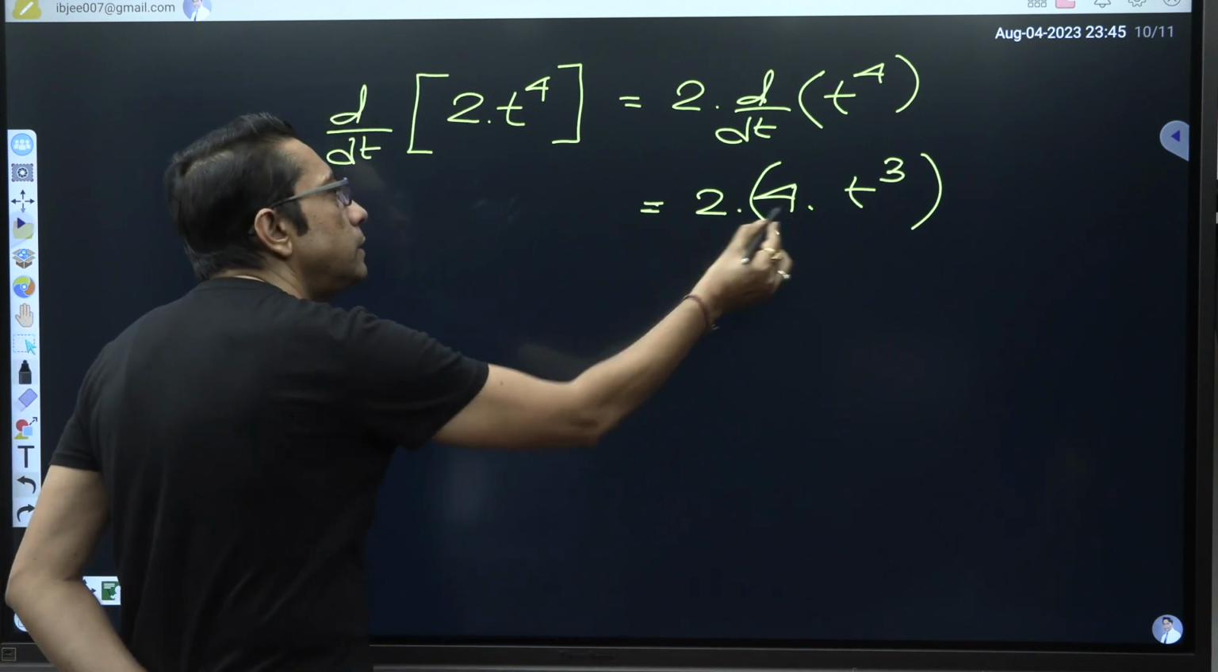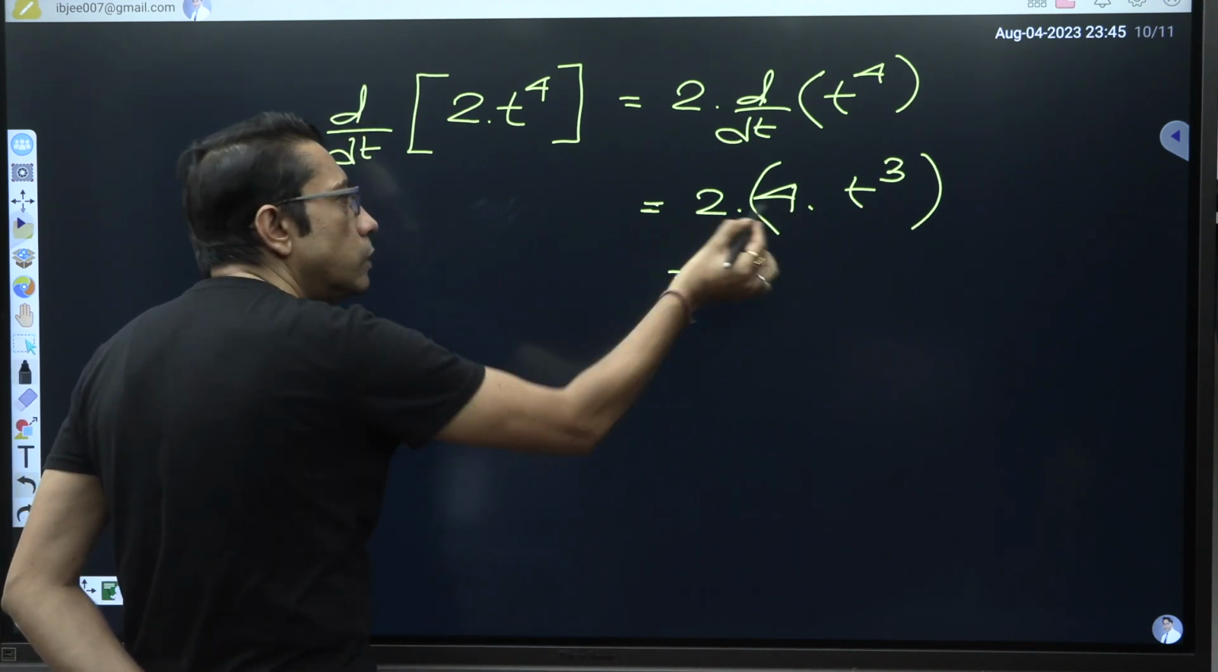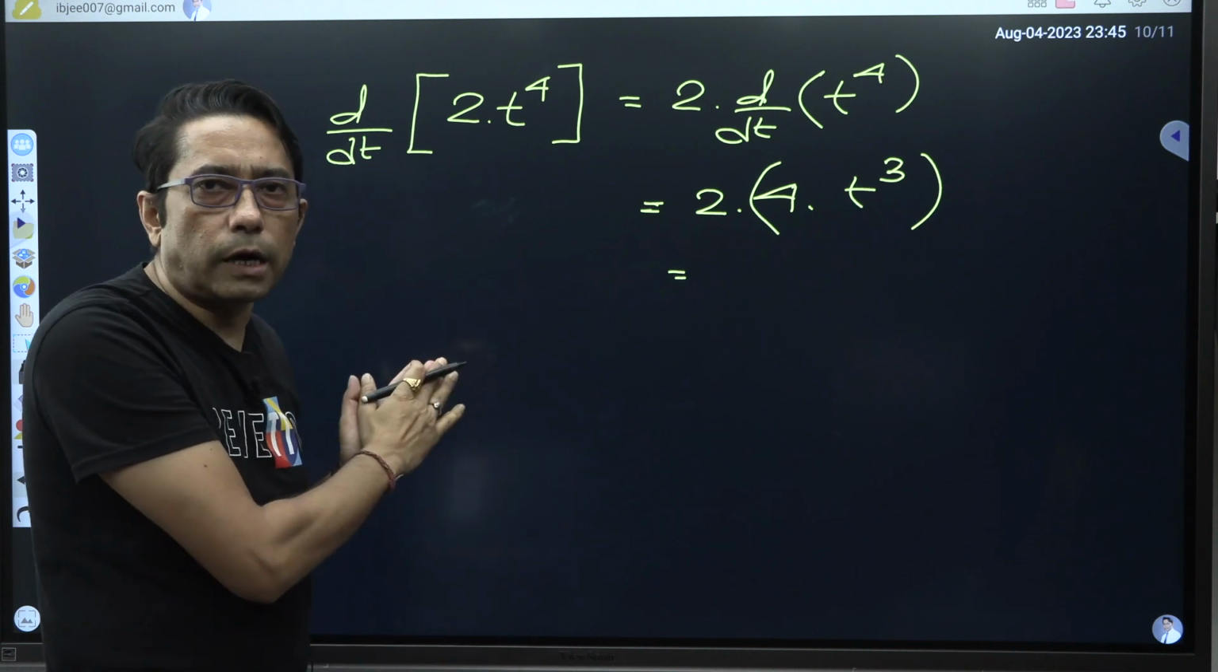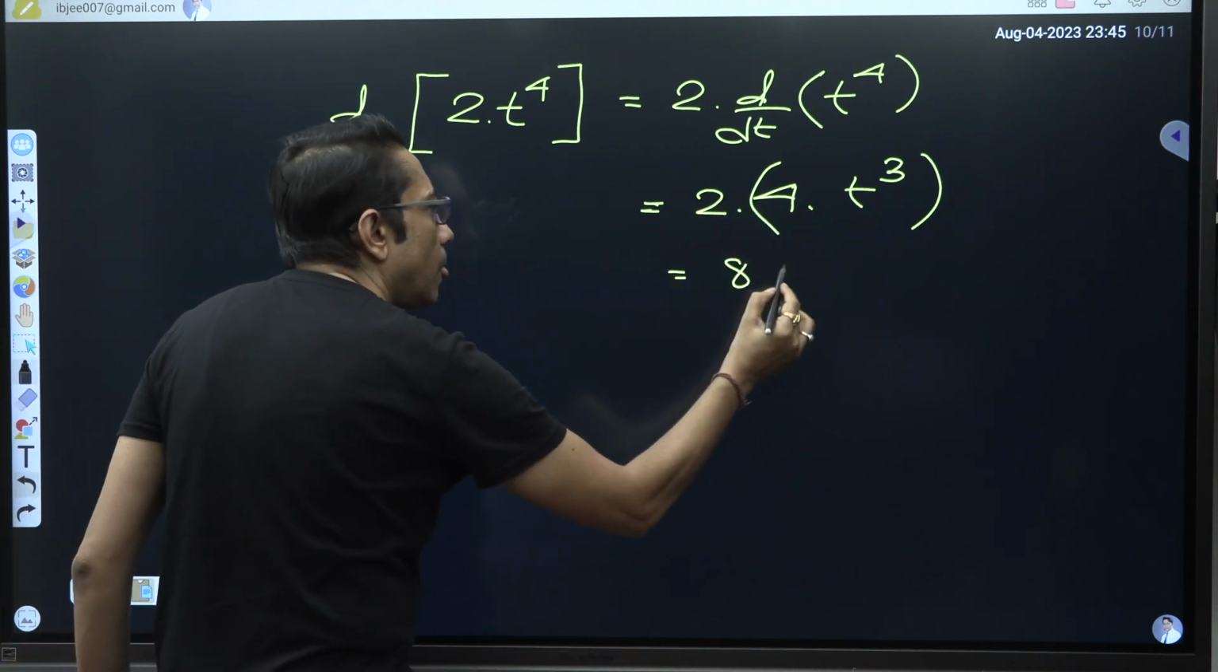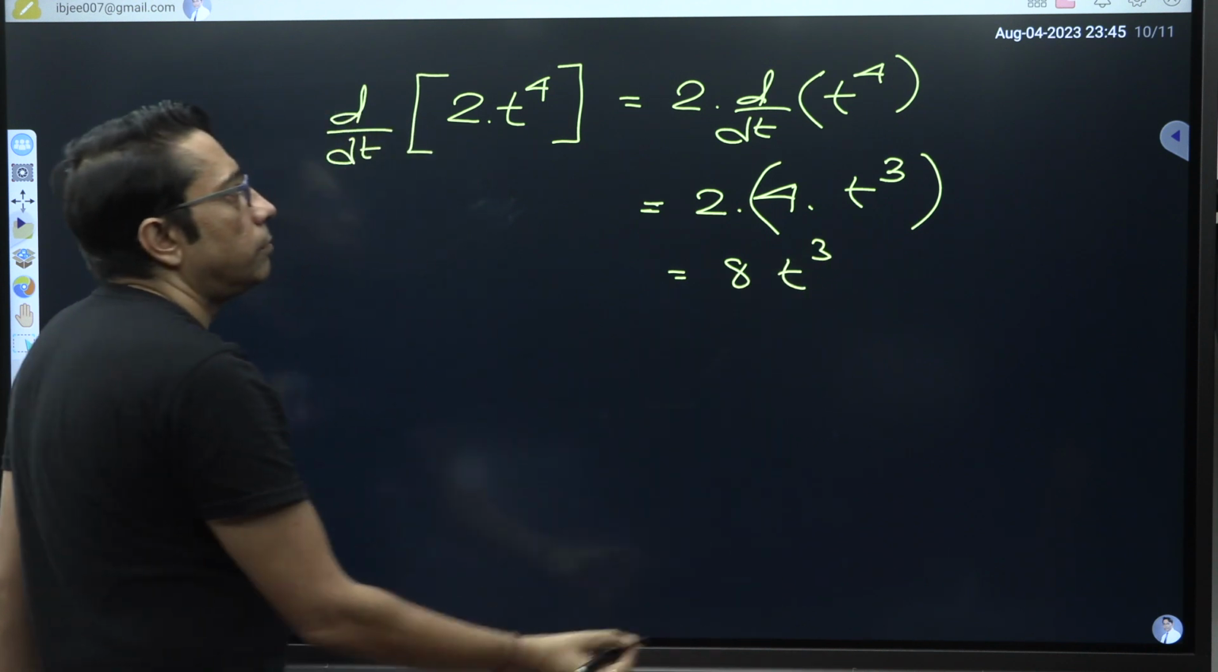Now multiply these constants. 2 was just politely waiting outside to be multiplied only. So 2 into 4, that is 8, and then t to the power 3 remains t to the power 3.